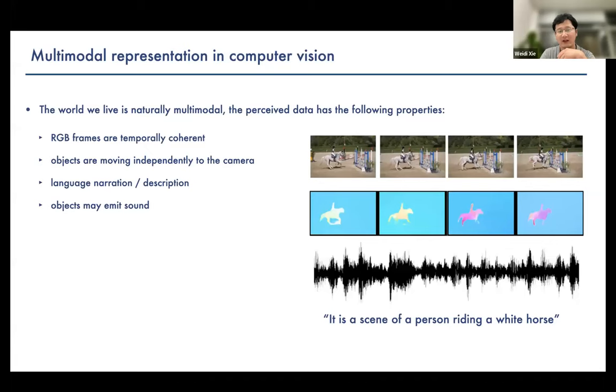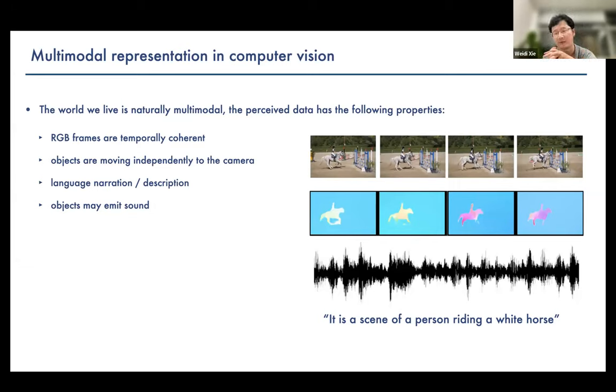So the world we live in is naturally multimodal. I don't need to mention too much about that. This is a typical video. We have the RGB frames, and the RGB frames are temporally coherent. And we have optical flow because things are moving. You can see the background is relatively uniform. That's because the cameraman is shooting the scene and it's static. So the objects are moving independently of the background. That's why the foreground jumps out, but the background is uniform. And that's a very good prior for segmentation. I'll talk about that later.